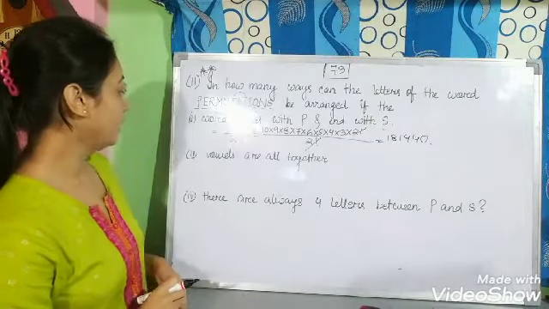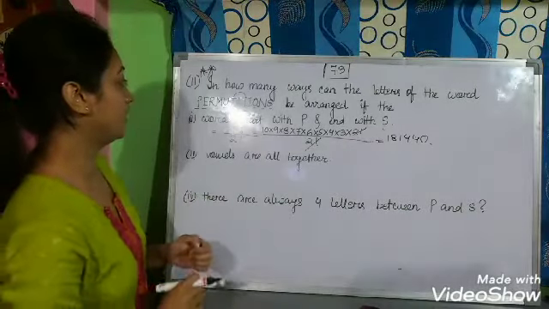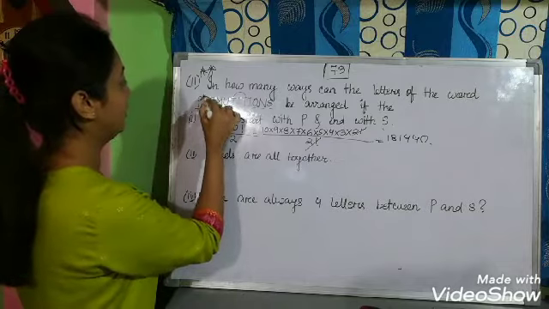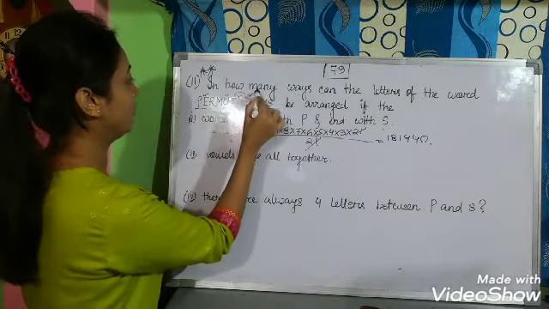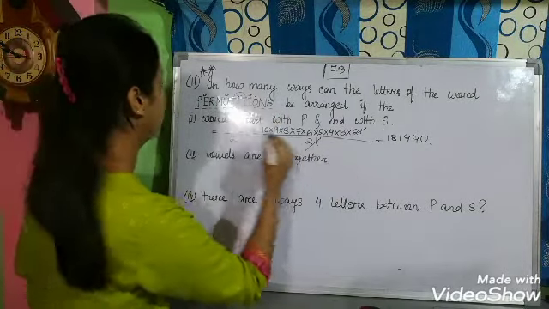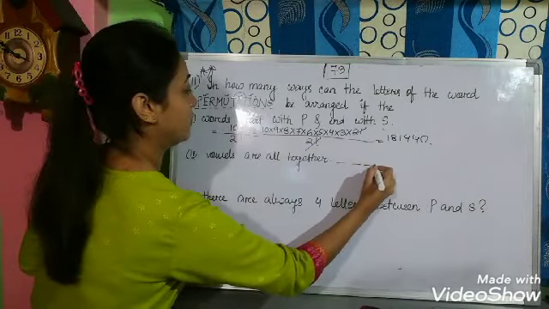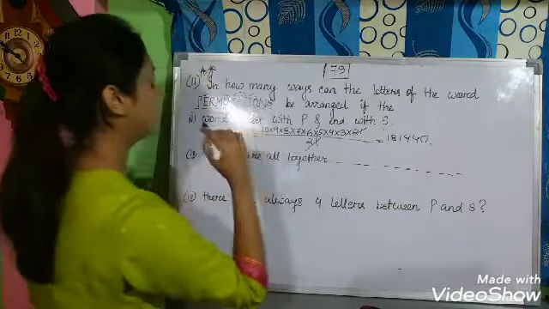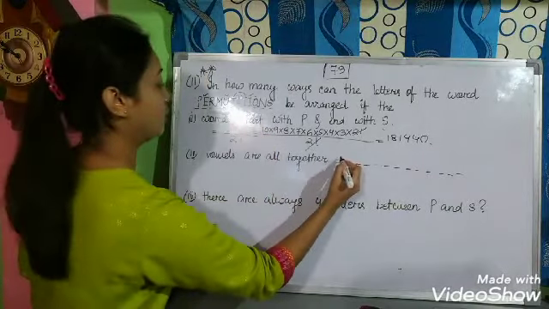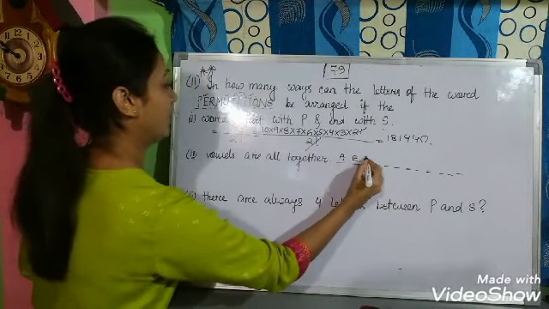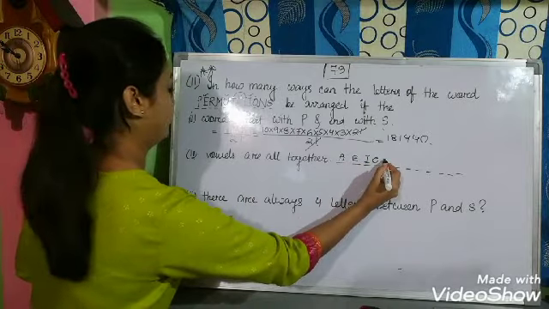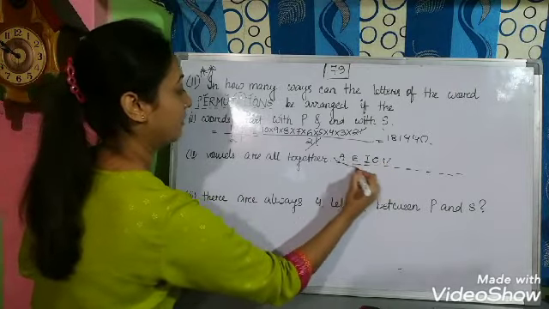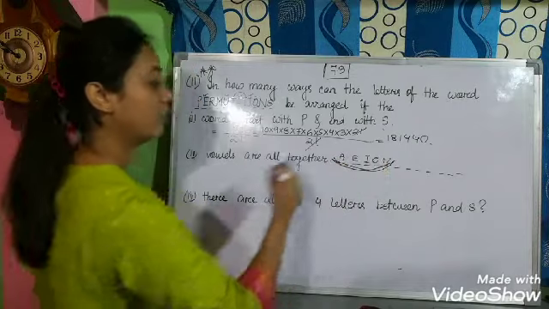Okay. Next is vowels are all together. So here how many vowels are there? 1, 2, 3, 4 and 5. 5 vowels are there. Total 12 letters are there where the vowels are together. Hence they will be filled up in one place.